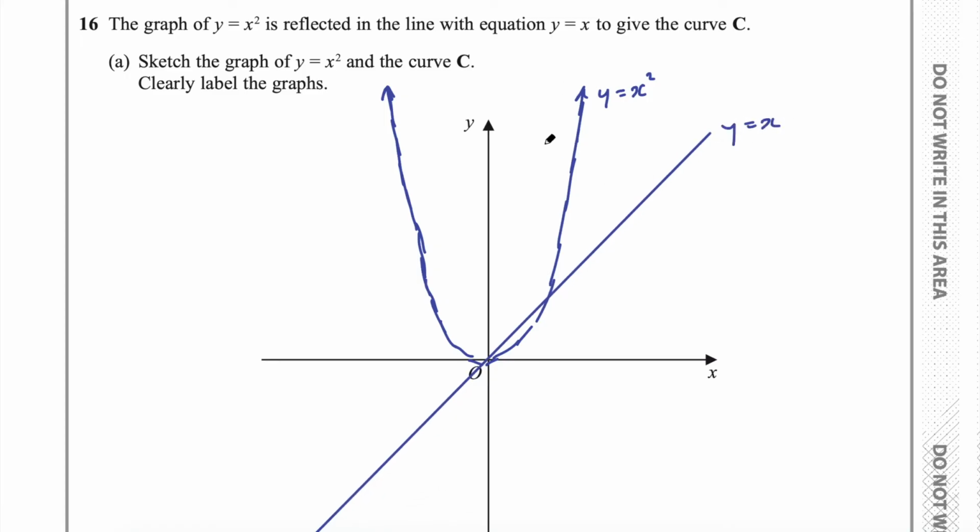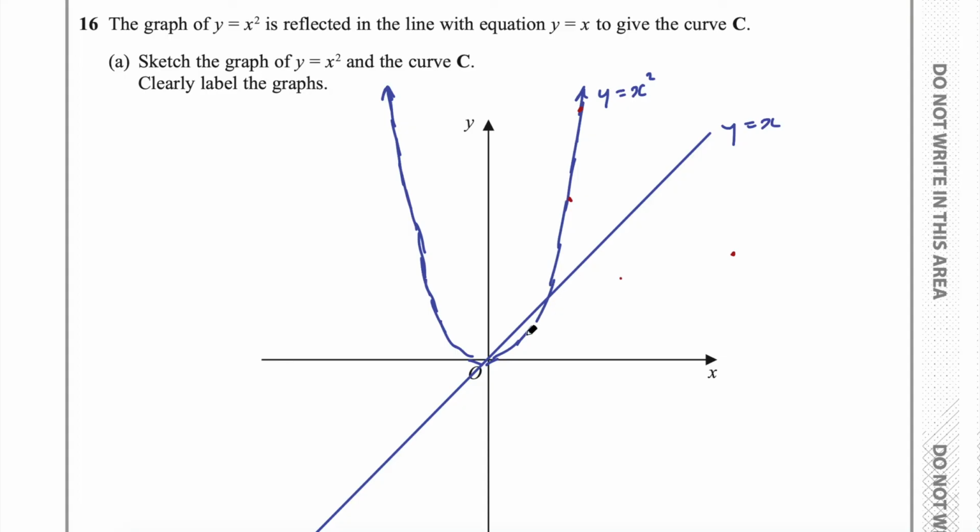And now we need to reflect this curve in that line. So one way to do it, if you don't know what it should look like, you could just look at a couple of points on this curve, reflect them in that line, and then you should get a good idea of what it should look like. So let's say there was a point here, I reflected it in this line y equals x, it would end up, say, out here somewhere. If I took a point here, reflected it in the line, it would be somewhere over here.